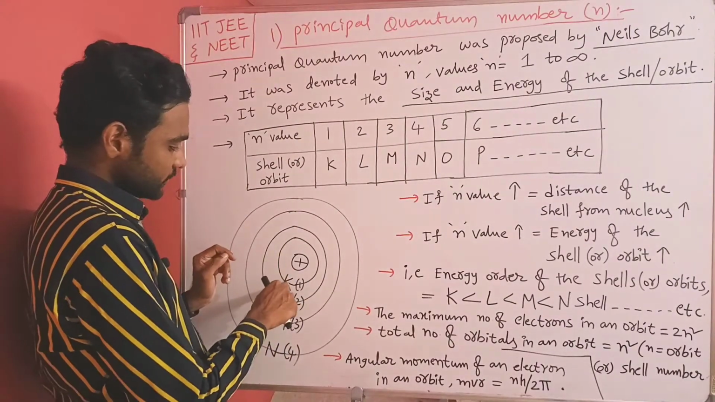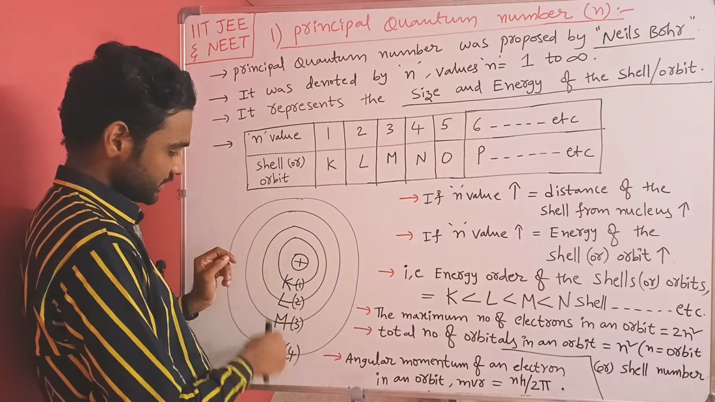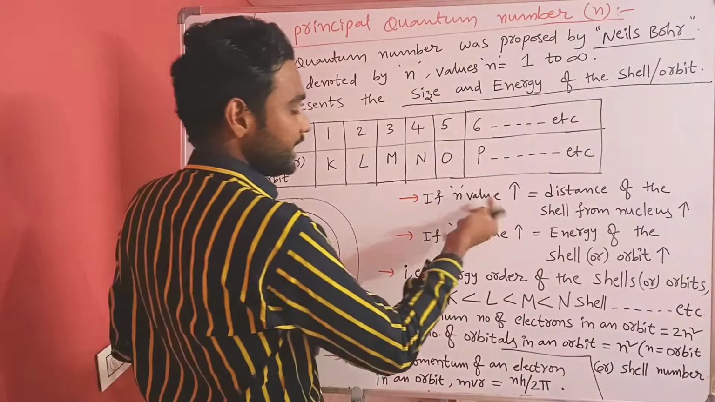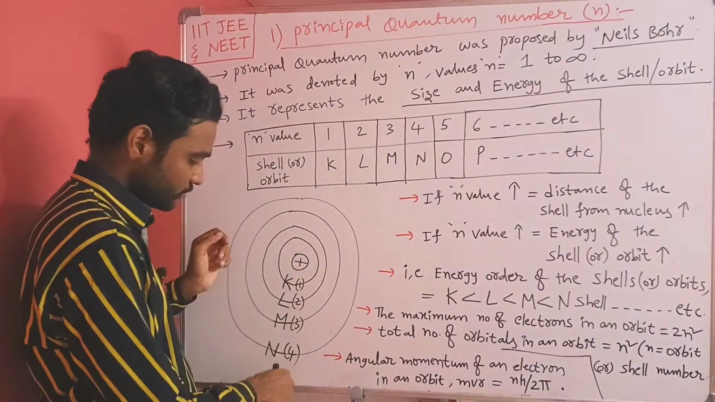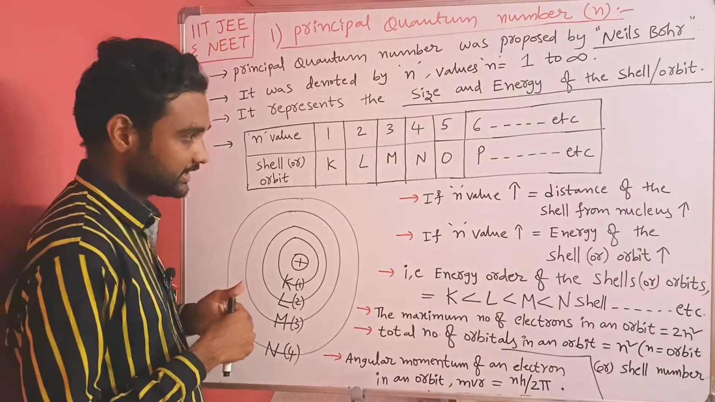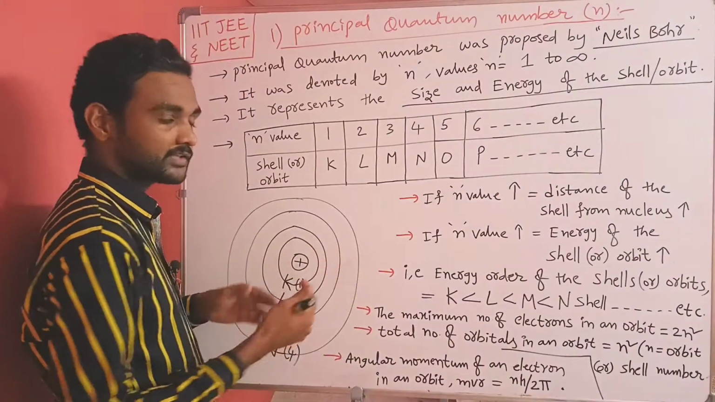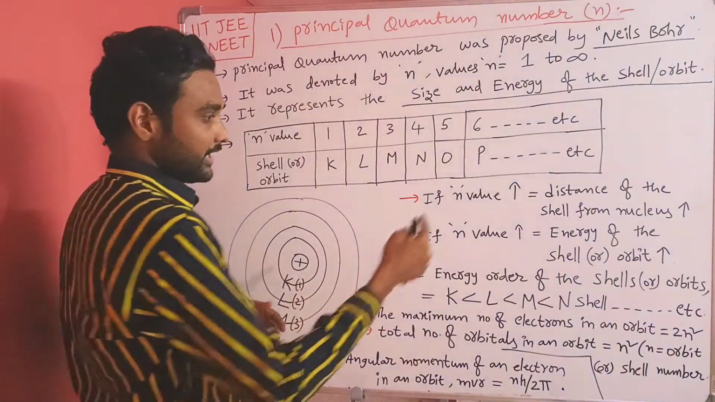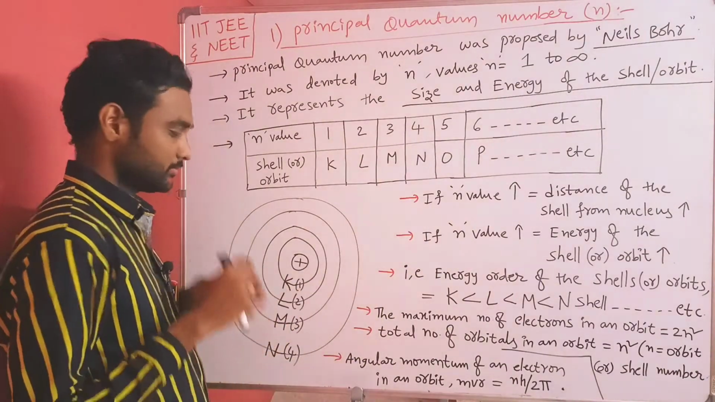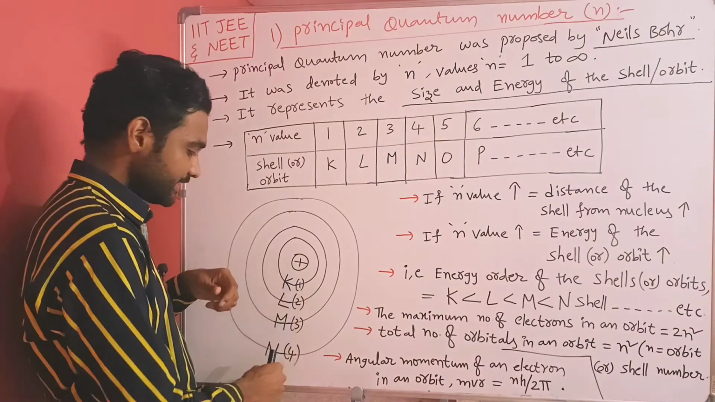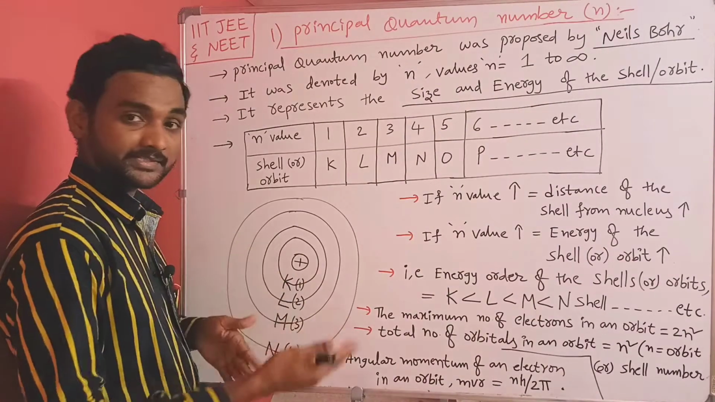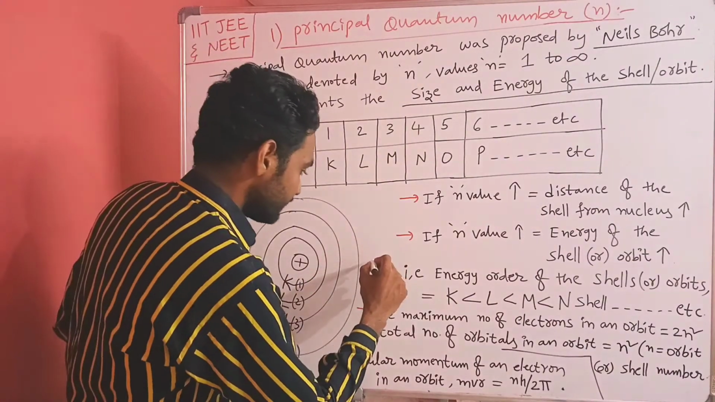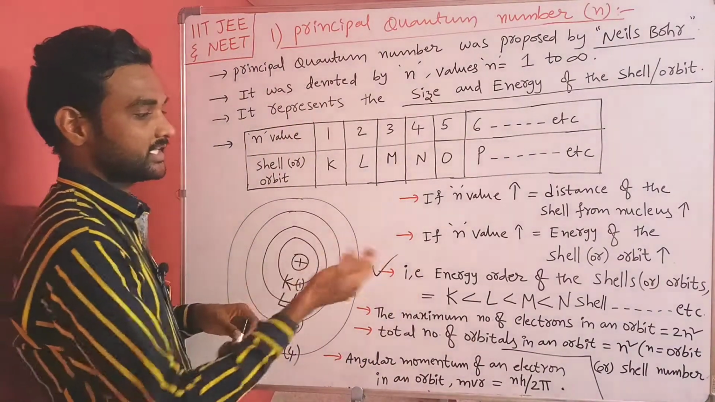Okay, see, now this is the atom. In this atom, it is first shell, second shell, third shell, fourth shell: K shell, L shell, M shell, N shell. Now here if the n value increases, 1, 2, 3, 4, 5 and so on, then the distance of this shell from the nucleus also increases. And if n value increases, the energy of the shell also increases. Okay, this point I have to remember, very important. If n value increases, then energy of the shell also increases.